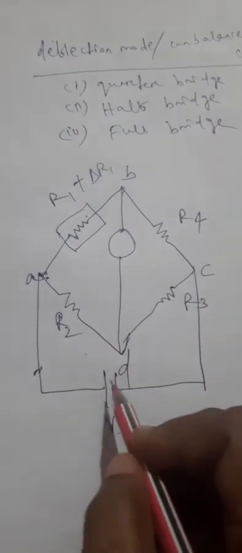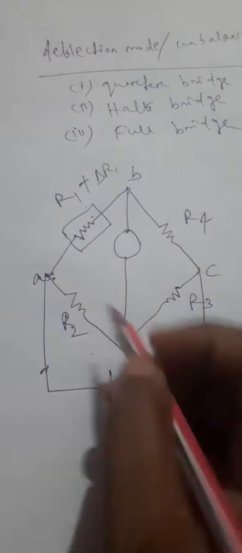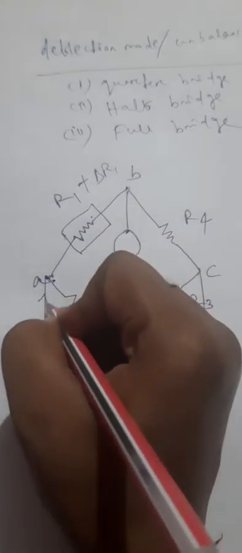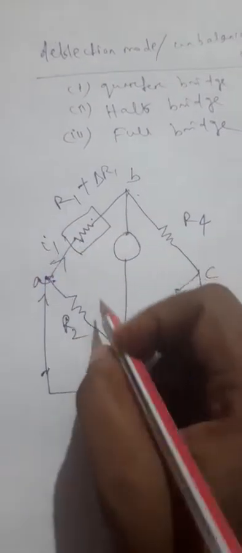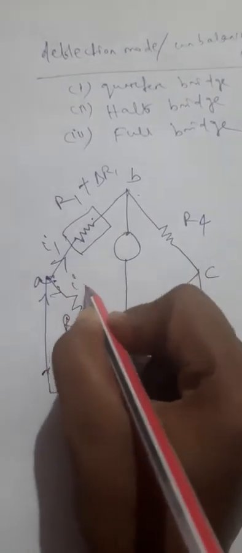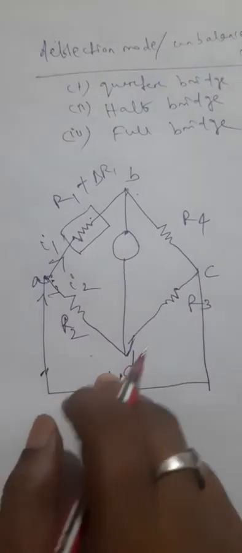Here we have connected the supply voltage between A and C, so the current will flow. AB and AD are connected in parallel. Suppose current I1 is flowing through AB, so current I2 will flow through AD.